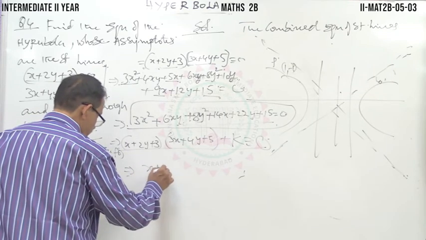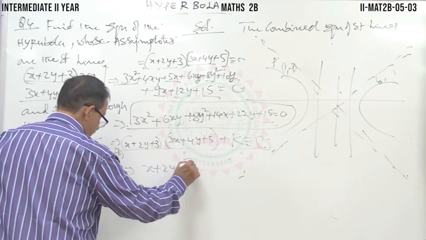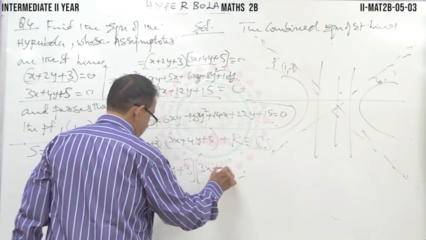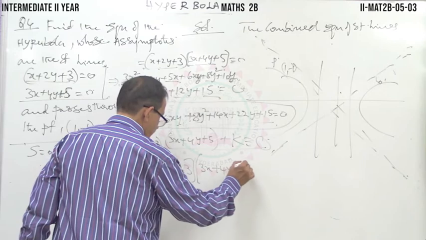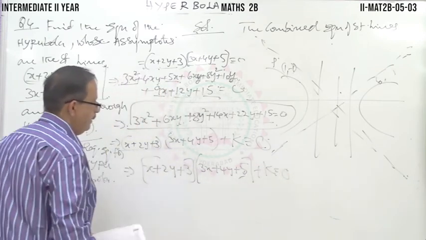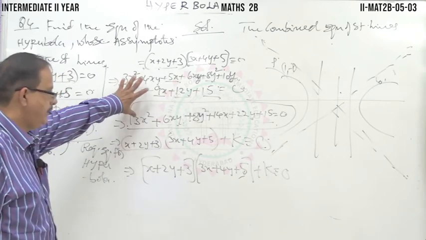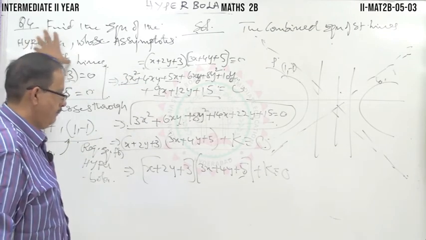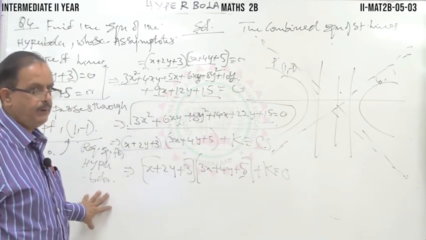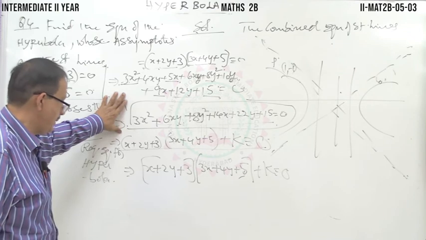x plus 2y plus 3 into 3x plus 4y plus 5 plus a constant k is equal to 0. The hyperbola equation is the combined equation of the asymptotes plus a constant k is equal to 0, which becomes the complete equation. When they are multiplied, you will get this equation.